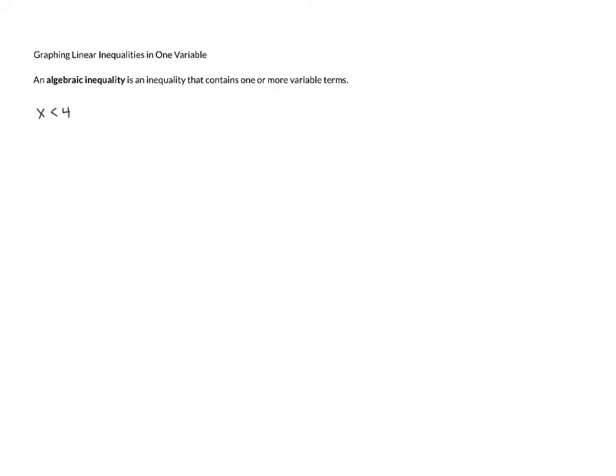Here's our first example. Do you recognize that symbol in the middle? This is the less than symbol. So we read this, x is less than 4. In this case, x is allowed to be any number that's less than 4, like 3 or 2 or -7 or even 3.9999. So in these sorts of situations, we're going to have more than one solution that fits the inequality.